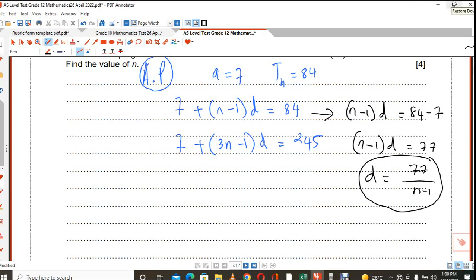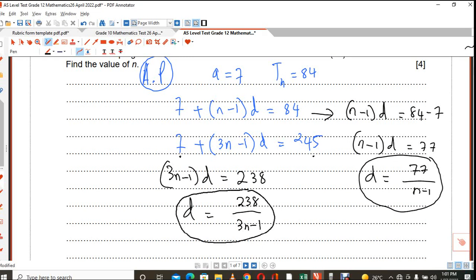The next one, if you were to make d the subject of the formula here, you'll get 3n minus 1 d equals to 238. You do understand how I get 238? Then our d here will be 238 divided by 3n minus 1. So I have now 2 d's equal that, d equals that. So you can actually equate these two things.